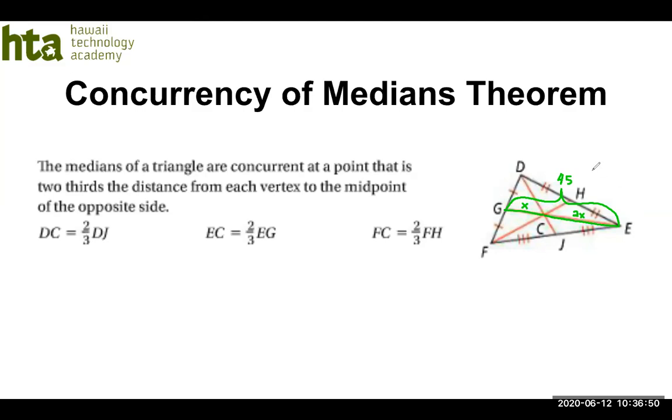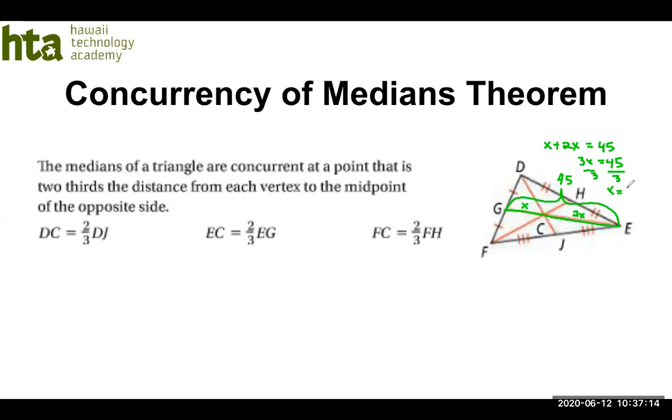So if I know that 45 is the total distance, this is an algebra question. The X segment plus the 2X segment equals the whole median, 45. So that means 3X equals 45. We want to find the value of X here. All right, so if I divide by 3, my X value is 15.